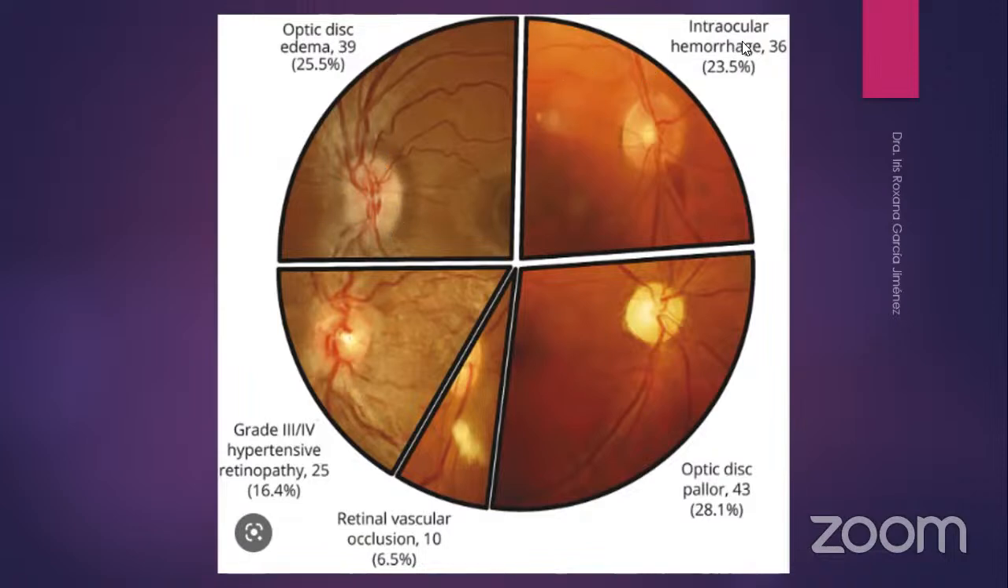The intraocular hemorrhage. You can see this. There's some blood everywhere. Grade 3 and 4 for a hypertensive retinopathy. The cause of blindness, of course, we have to consider this. The retinal or vascular occlusion, you see. And the optic disc pallor because of a trauma. Consider this as general information.